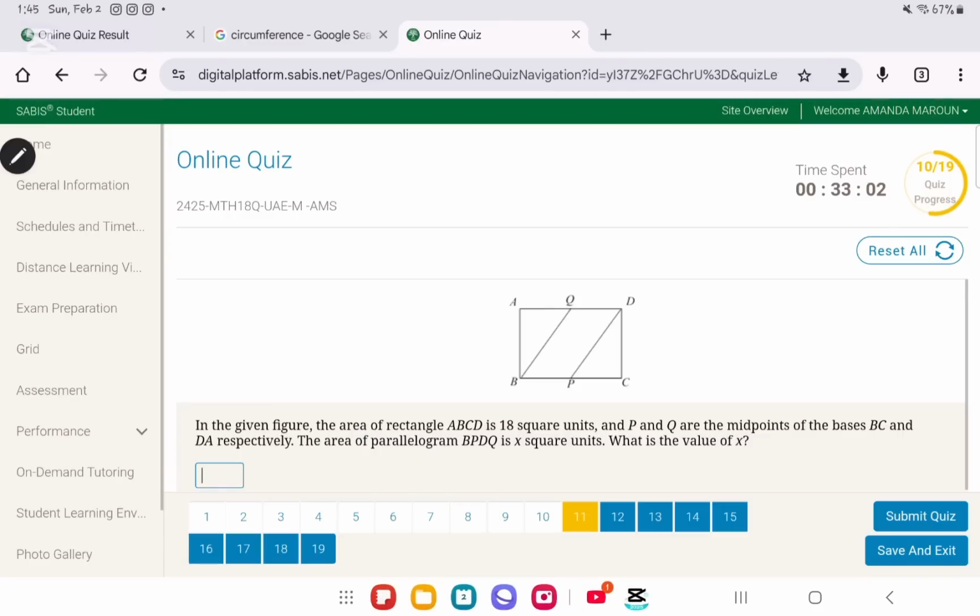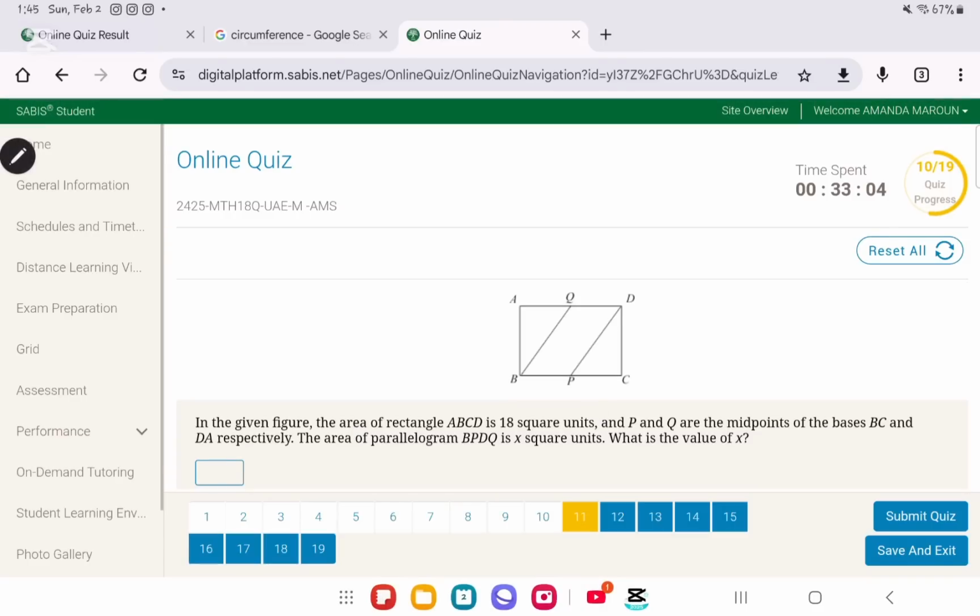Moving on to question number 11. Now this question is a very, very important question. Before I read, I'll just tell you a hint: you're going to draw a line over here and then it will cut it into 1, 2, 3, 4 congruent triangles. So no matter the area of the rectangle, and no matter what they ask you, you can find it very simply. So they told us they need the area of the parallelogram BPDQ.